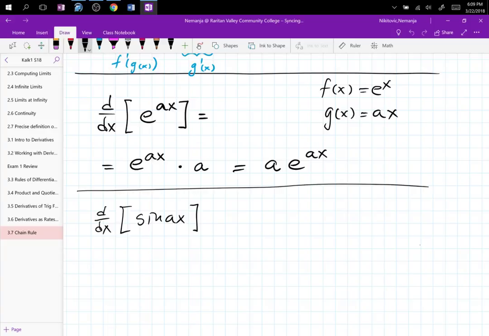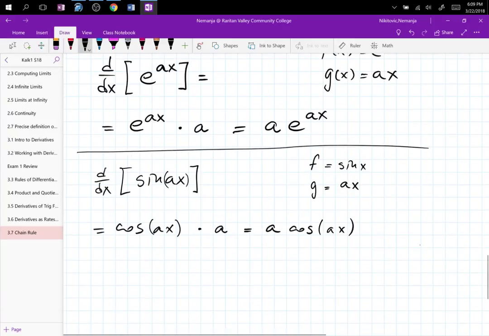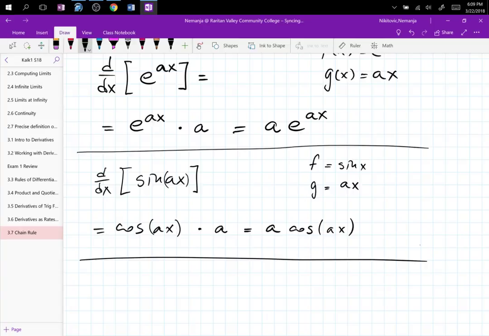All right, so what do we do? We take the outer function, which is f, which is sine x, and then g, the inner function, ax. So the derivative of sine x is cosine x, but we have to use g. So cosine of ax, put this in parentheses if it makes you happy, times the derivative of the inside, which is a, so you get a cosine of ax. Good. And this is something that I asked you to memorize, but now you don't have to anymore because you have a method to deal with it.